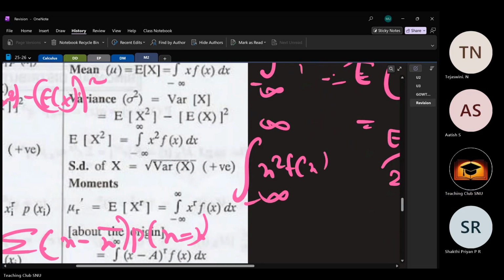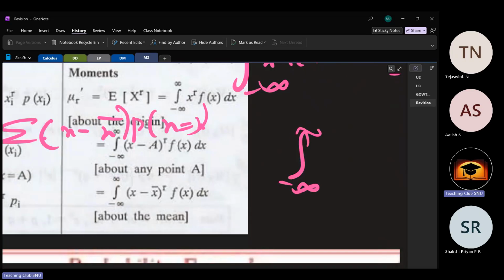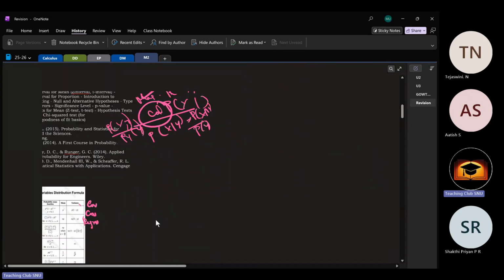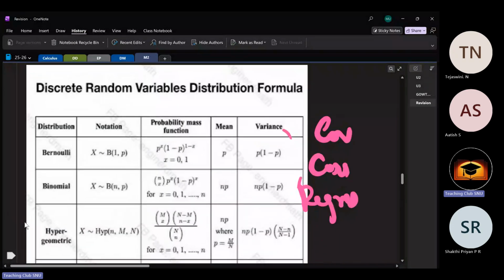Okay. Next. Again, moments would be what? Integral from minus infinity to infinity of x power r into f of x dx. Yes, the same thing. And you subtract x bar in the case of moments about the mean. Beautiful. Moving forward with the discrete random variable distributions.